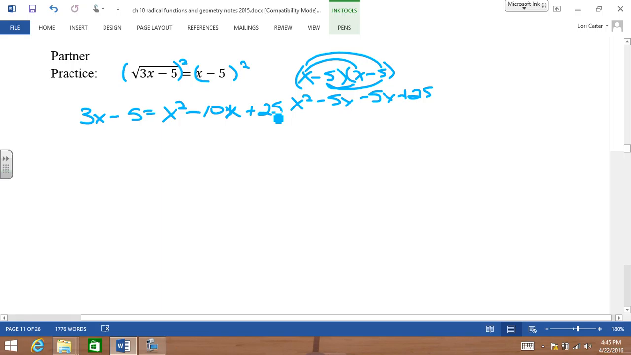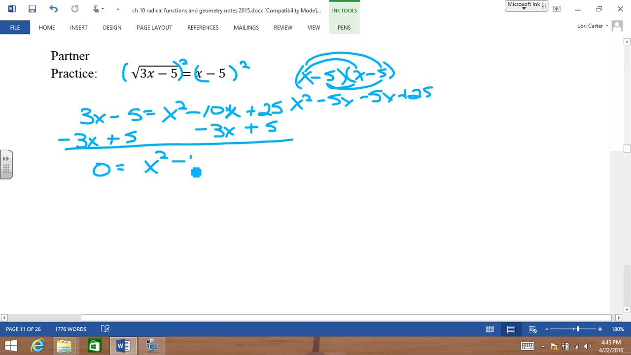And remember, we always move to the x squared side if we can. So we're going to subtract the 3x and add the 5. So we have 0 equals x squared minus 13x plus 30. All right, it's an easy factor again because of the 1. So factors of 30 that give you 13 are 10 and 3. So this is x minus 10 and x minus 3.